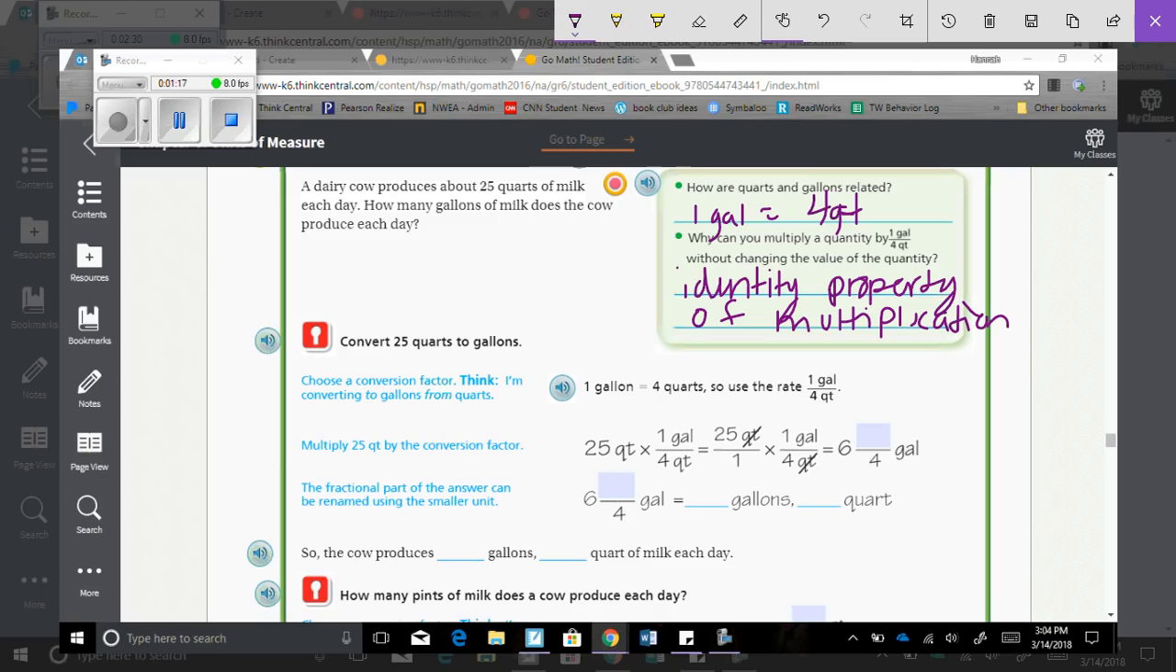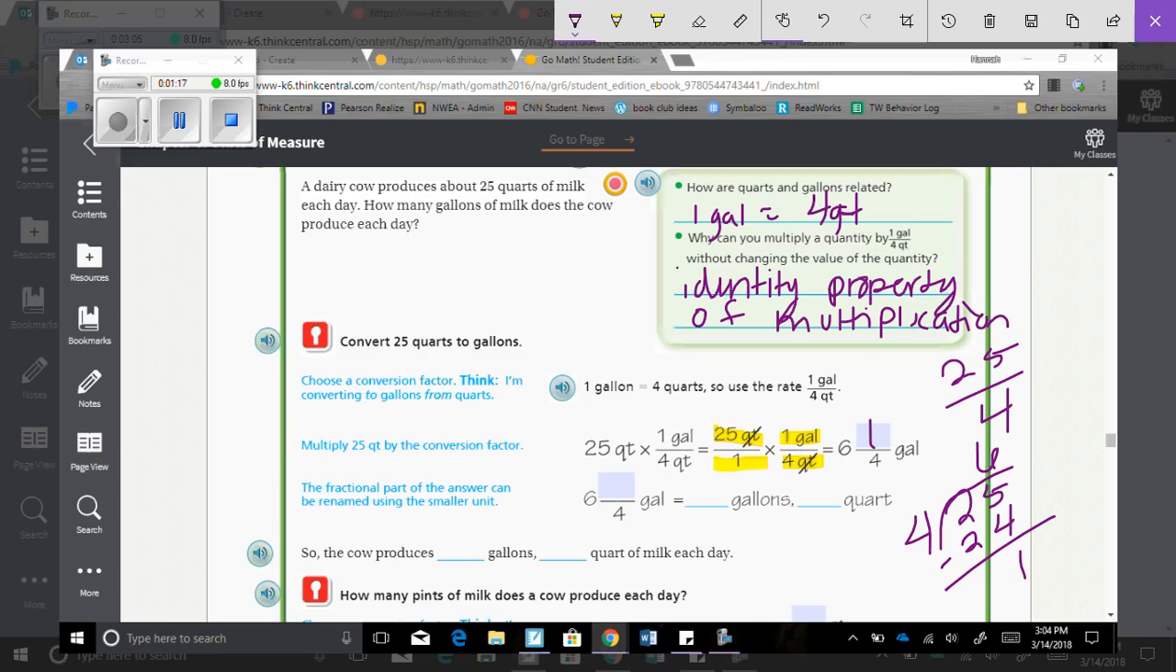So we're taking 25 over 1, because we need to turn that into a fraction as well. So 25 over 1 times 1 over 4. 25 over 1 is 25, and 1 times 4 is 4, so we get 25 fourths, which is the same thing as 25 divided by 4, which goes in 6 times, which is 24. And we have a remainder of 1/4. So it is 6 1/4 gallons.